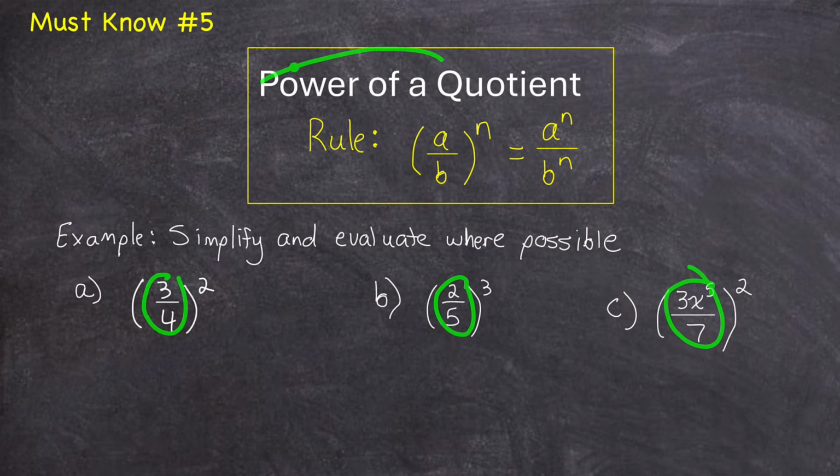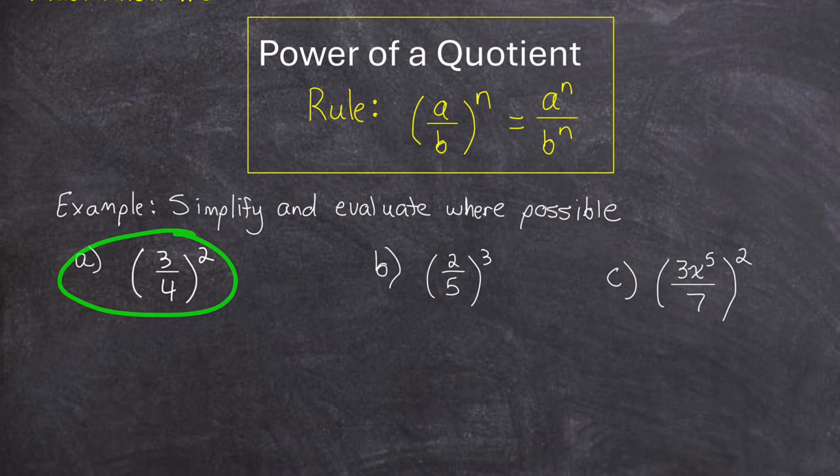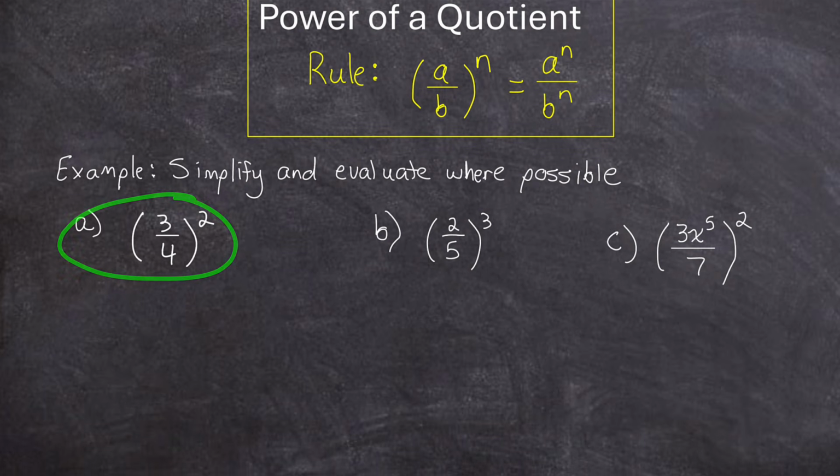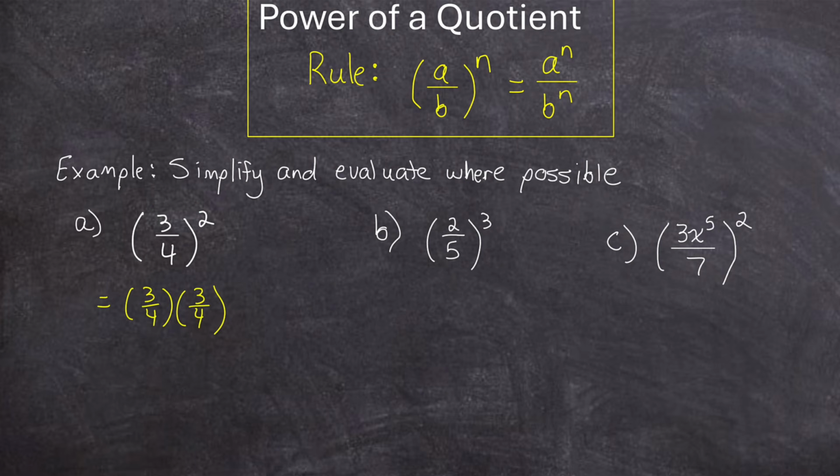So we'll use the power of a quotient rule for all of them. But when doing part A, let's start by writing it in expanded form so you can see how the rule works. 3 over 4 to the power of 2 just means we have 2 factors of 3 over 4 being multiplied together. And then I could combine these into a single fraction just by multiplying the numerators, 3 times 3, and dividing that by the product of the denominators, 4 times 4.